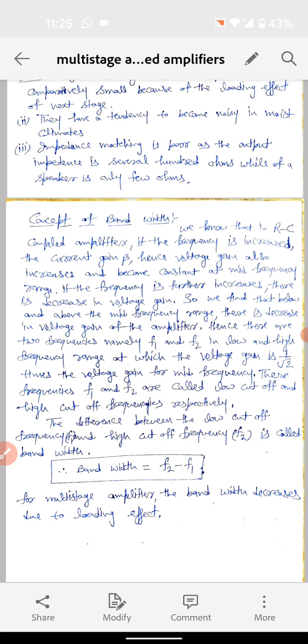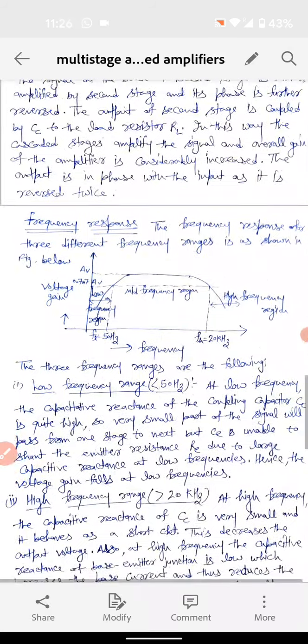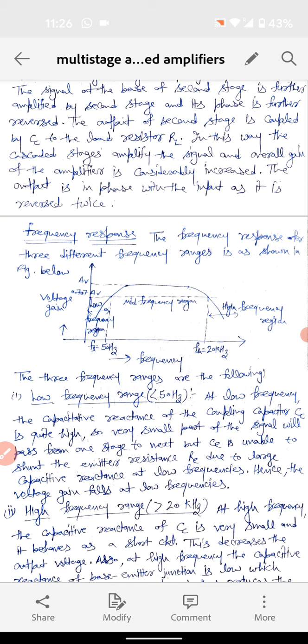In the RC coupled amplifier, if the frequency is increased, the current gain beta and the voltage gain also increase. Both of these increase and become constant at the mid frequency range. If frequency is increased further, then there will be a decrease in the voltage gain. That is the famous curve, this one. Corresponding to the maximum gain, if we draw a line at 1 by root 2 times the voltage gain, a straight line parallel to the frequency axis, it will cut the curve at 2 points.